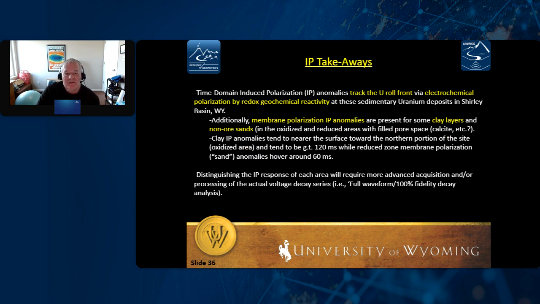So in general, right now, time domain IP tracks the roll front, versus that electrochemical polarization going on at the ore transition zone. But that being said, we're not seeing that exclusively. We're getting membrane polarization in some of the sand and clay layers as pore space gets filled. So we have to be aware of that, and we're working on trying to understand if there are ways in the time domain, at least, that we could potentially separate those two a little better.